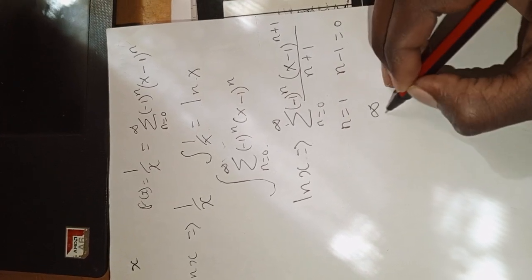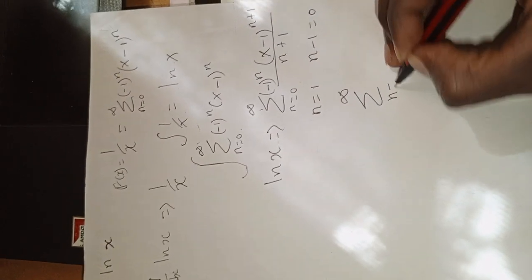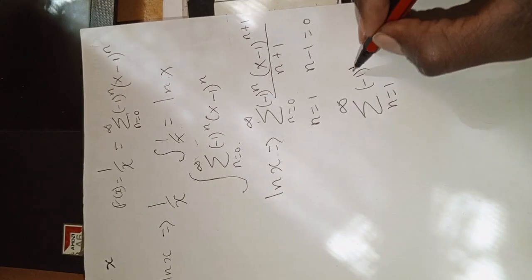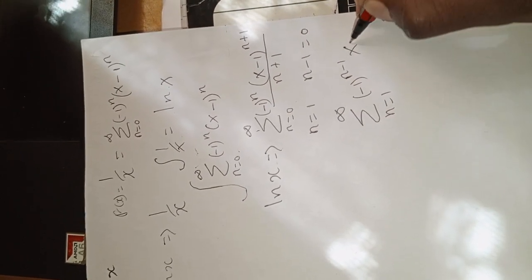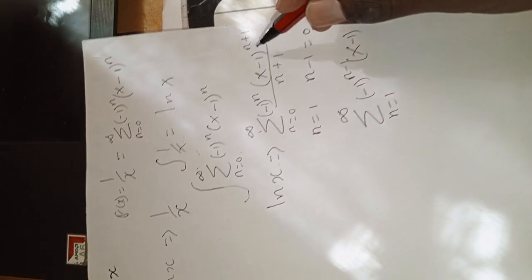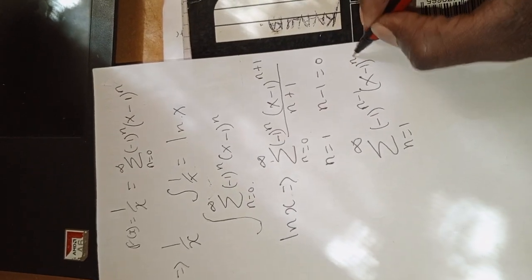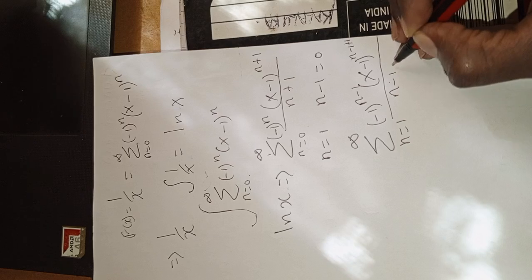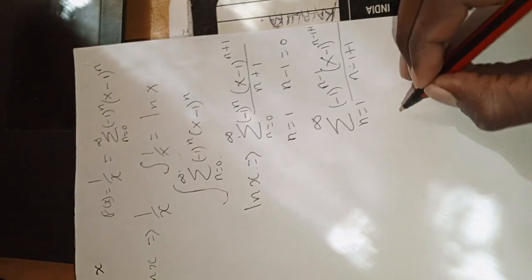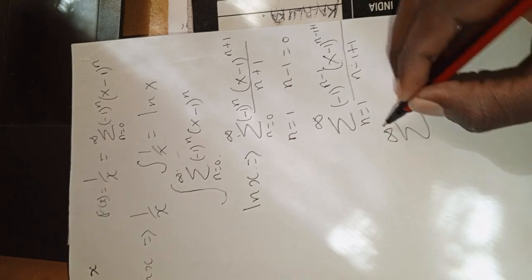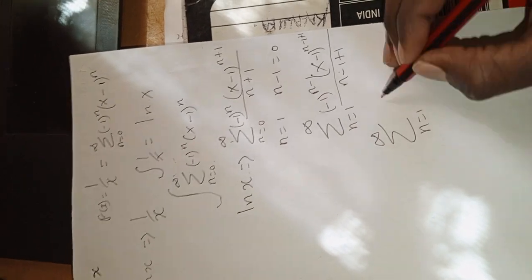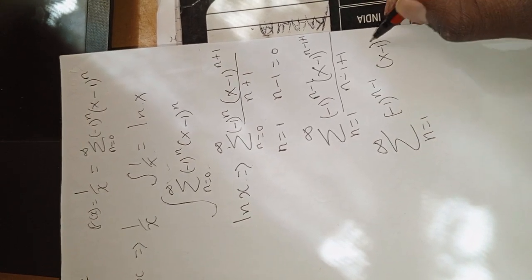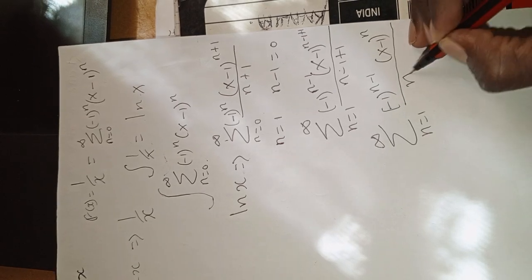So this can be rewritten in this form as well. n equal to 1, -1 to the power, where there is n, I'm putting n minus 1, x minus 1, then where there is n, I'm putting n minus 1 plus 1, which will cancel. So the final series, n starting from 1 to infinity, is -1 to the power n minus 1, x minus 1 to the power n divided by n.